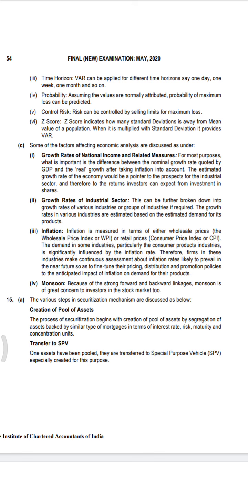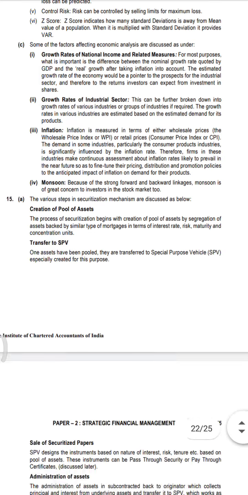Inflation is measured in terms of either wholesale prices, the wholesale price index, or retail prices, the consumer price index. The demand in some industries, particularly the consumer product industries, is significantly influenced by the inflation rate. Therefore, firms in these industries make continuous assessment about inflation rates likely to prevail in the near future so as to fine tune their pricing, distribution, and promotion policies to the anticipated impact of inflation on demand for their products. Monsoon: because of the strong forward and backward linkages, monsoon is of greater concern to investors in the stock market too.